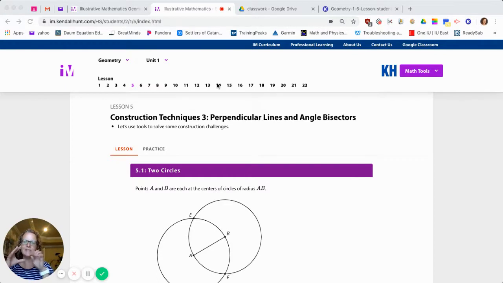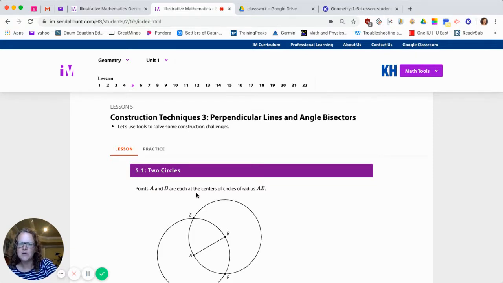Because the radius of a circle is fixed, I can use a circle to make sure that everything that I draw from it is an exact measurement. So we use circles in geometry for everything. Just a little FYI, right?